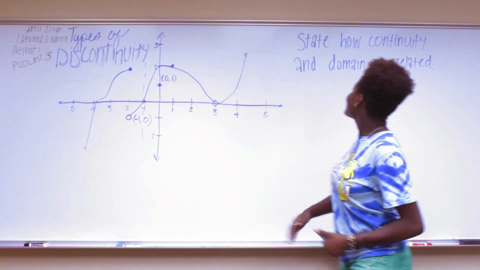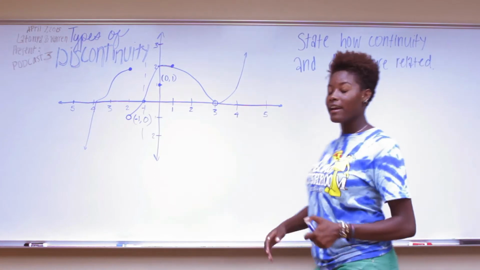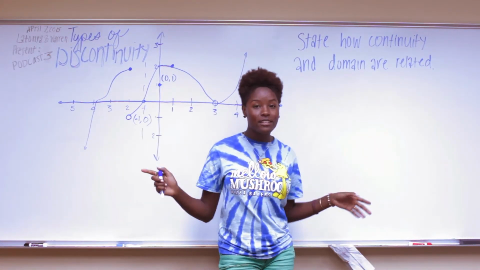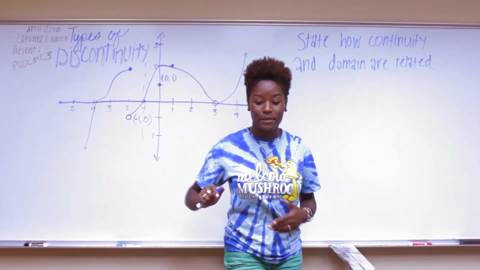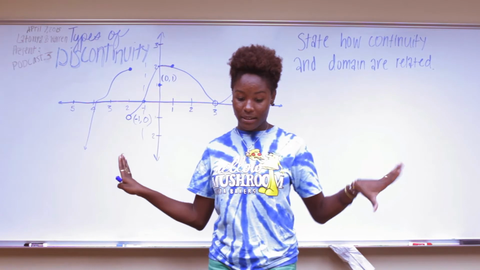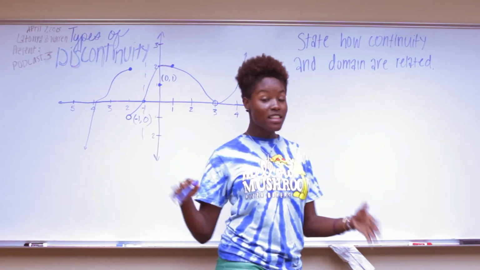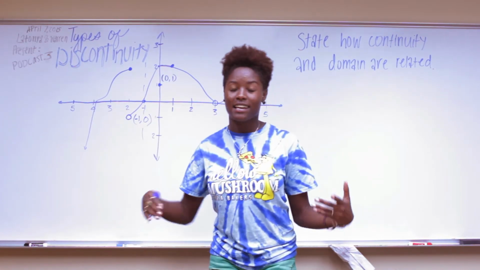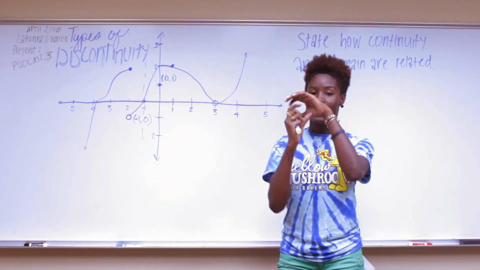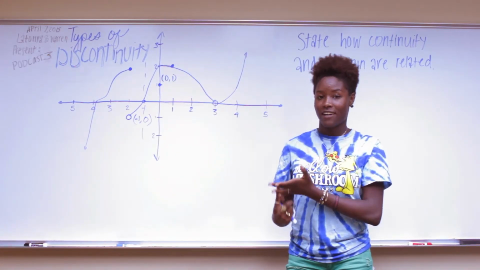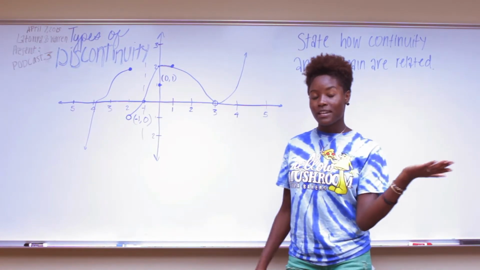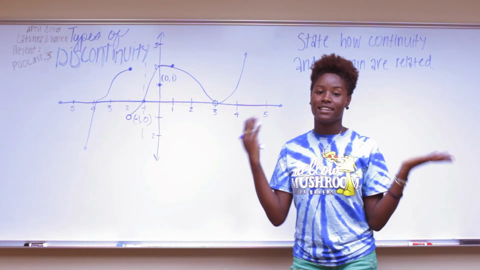So the question is, state how continuity and domain are related. And continuity and domain are related like those annoying best friends that can't go anywhere without each other, because if a function is not within the domain, it is not continuous. A function that is continuous within its domain is a continuous function. So if you have a graph that has a point that has a hole in it, that point is undefined, and that is where the graph is discontinuous. So to be continuous, you have to be within the domain.